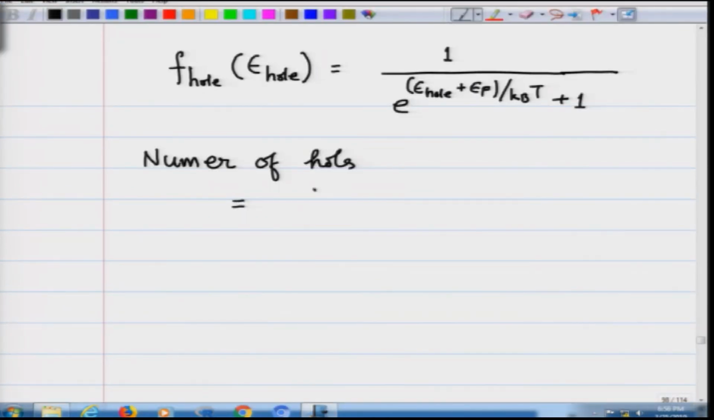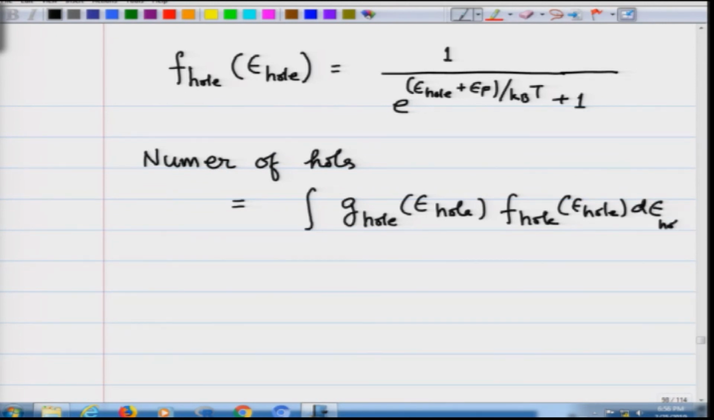And to calculate the number of holes, we again do the integration of g(ε_hole) f(ε_hole) dε_hole. So, from now on I will drop this subscript hole from here and just write this as the integration of g(ε) f_hole(ε) dε. And now what we ought to do is calculate G(E), or the density of states, for the hole also, and I will do that in the next lecture.